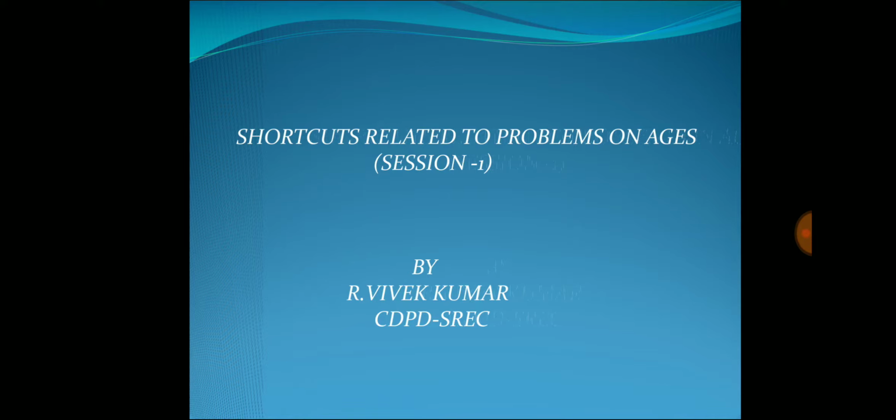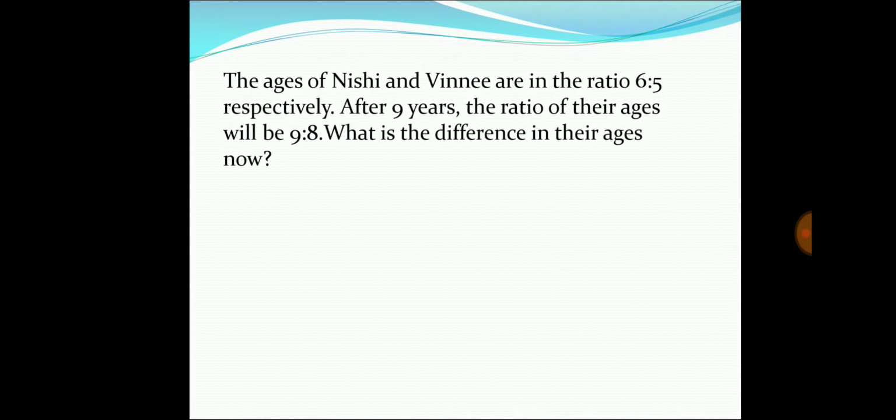Our first question says, the ages of Nishi and Vinnee are in the ratio 6:5. After 9 years, the ratio of their ages will be 9:8. What is the difference in their ages? Is the question. The ages of Nishi and Vinnee are in the ratio 6:5 respectively. After 9 years, the ratio of their ages becomes 9:8. What is the difference in their ages?